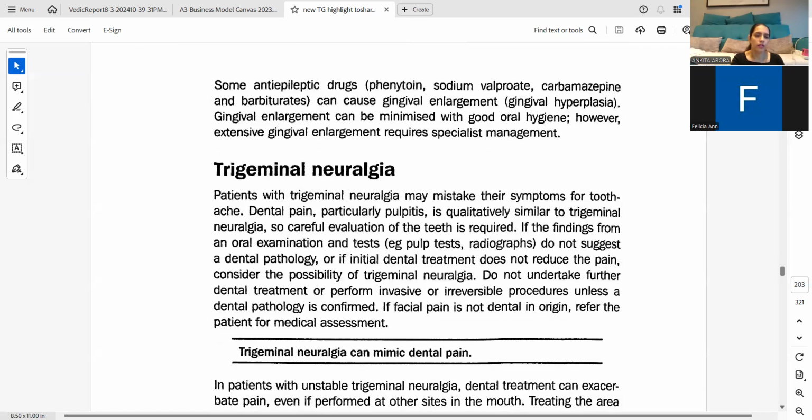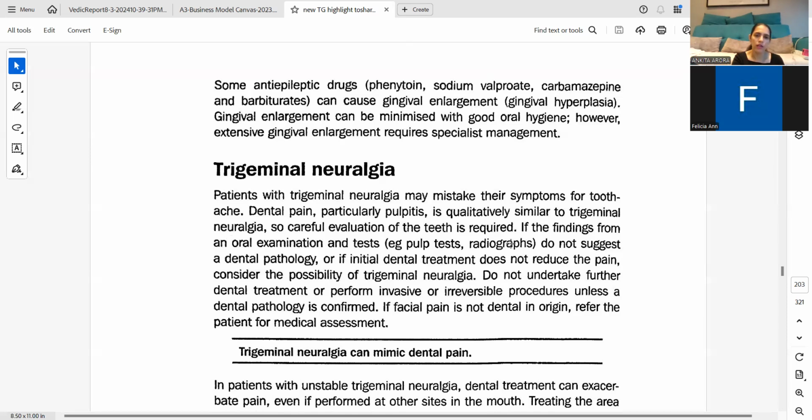Then comes trigeminal neuralgia. Patients with trigeminal neuralgia may mistake their symptoms for toothache. Dental pain, particularly pulpitis, is qualitatively similar to trigeminal neuralgia. So when you are taking history for pain, you have to carefully evaluate what type of pain it is and carefully evaluate the teeth also. If the findings from oral examination and tests like pulp tests and radiographs do not suggest dental pathology, or if initial dental treatment does not reduce the pain, consider the possibility of trigeminal neuralgia.